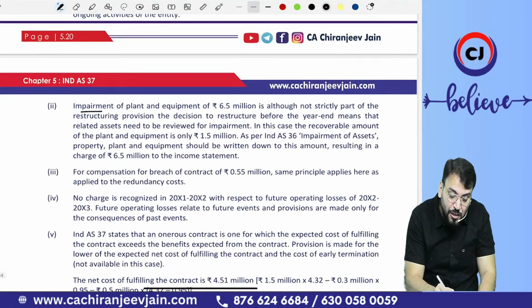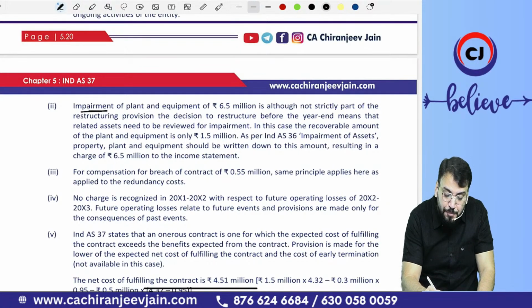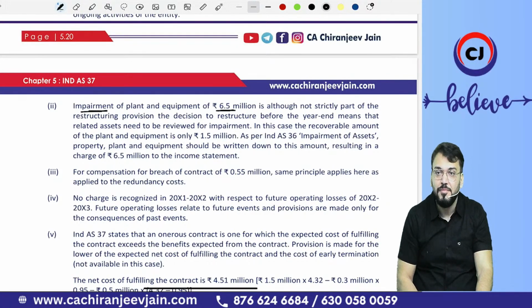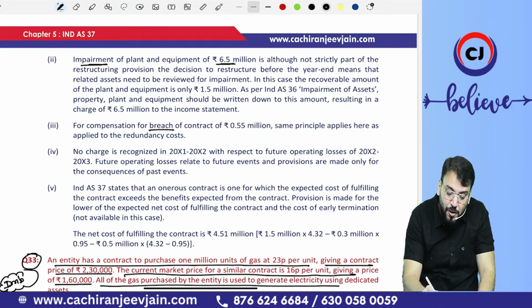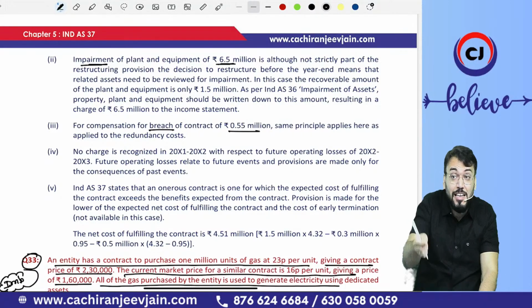Then impairment loss, that I have already explained. We should create an impairment loss of 6.5 million. You will automatically understand this when we do Ind AS 36. Then for compensation of breach of contract, what was the amount? 5.5 lakh, no? So they have also created that. Means they have also taken that assumption.